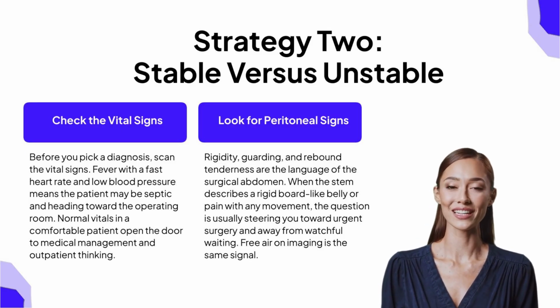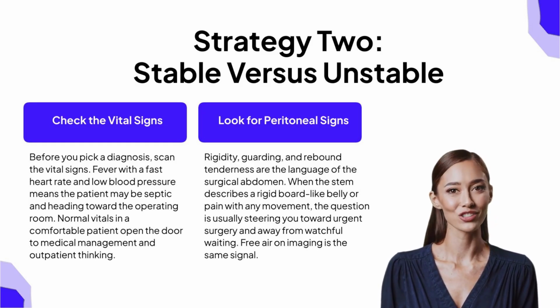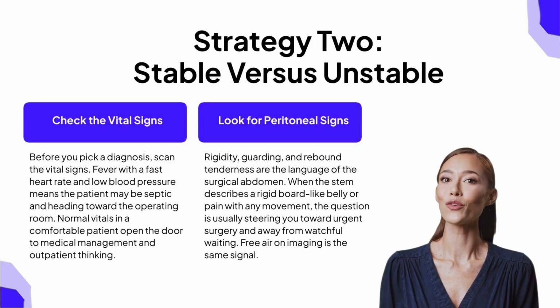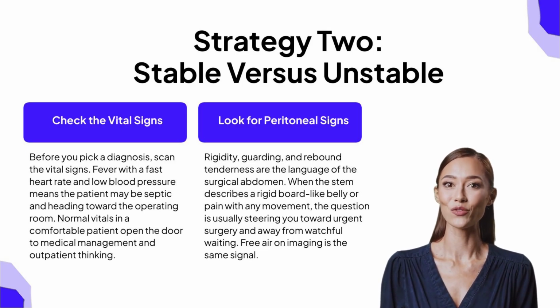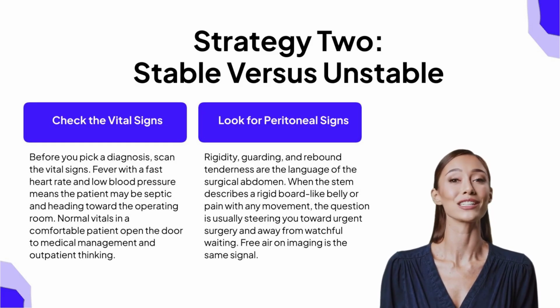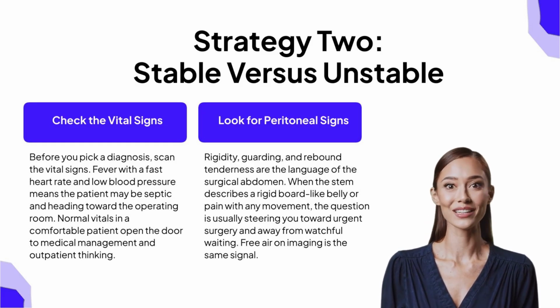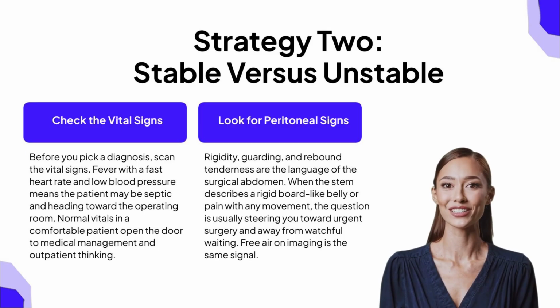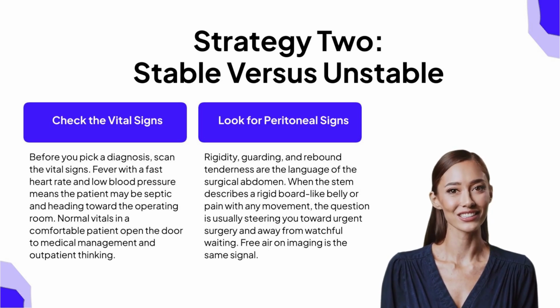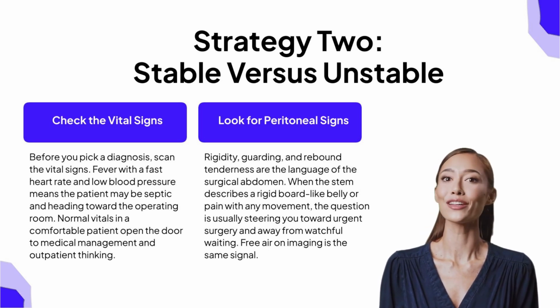Second, the physical exam. Rigidity, guarding, and rebound tenderness are the language of peritonitis. When you read board-like rigidity, or pain with every bump in the road on the way to the hospital, or free air under the diaphragm on imaging, the answer is usually surgery, not more waiting. Keep these 2 filters in mind for every abdominal question. Your review resource covers peritoneal signs in its physical examination and acute abdomen sections.